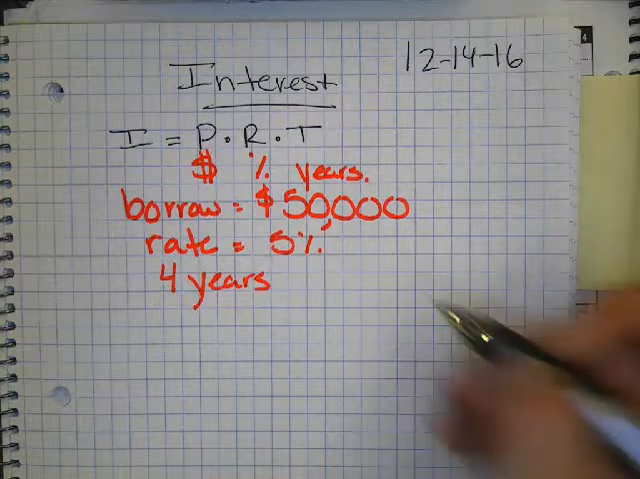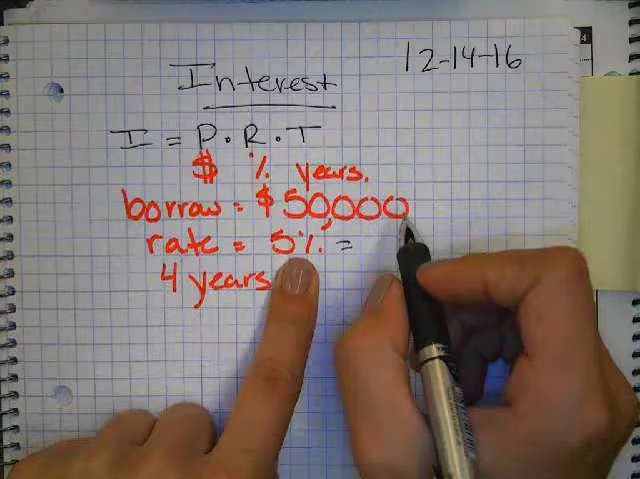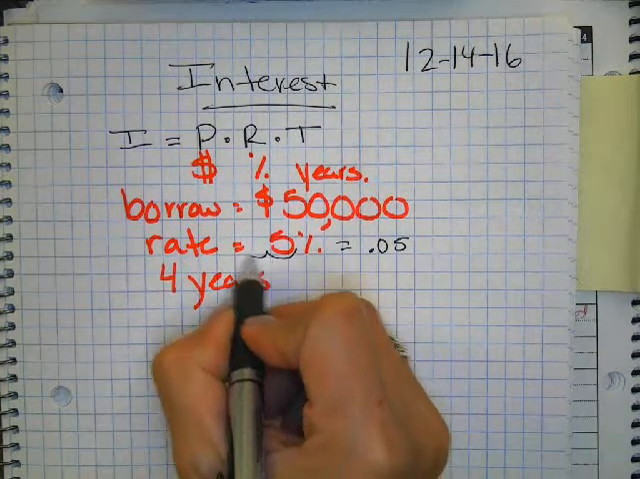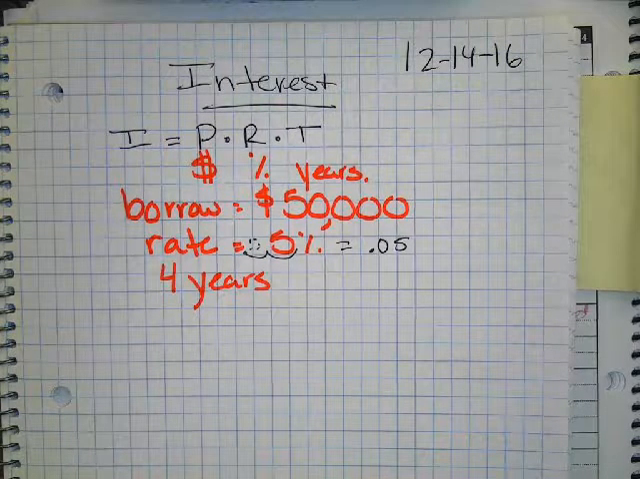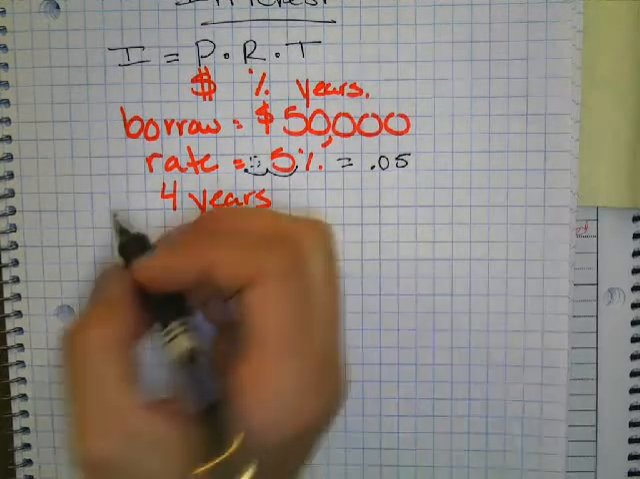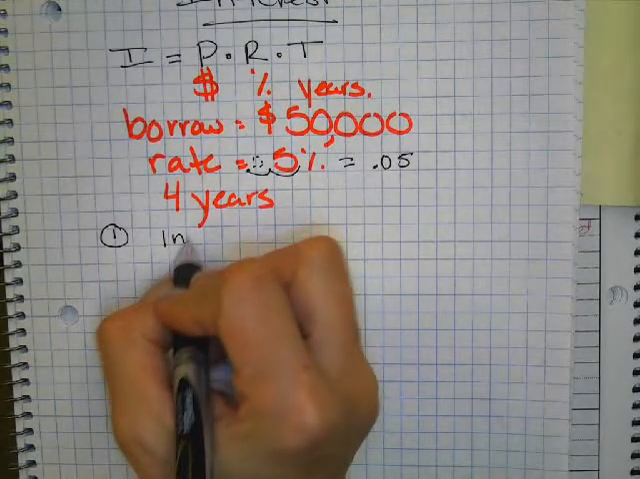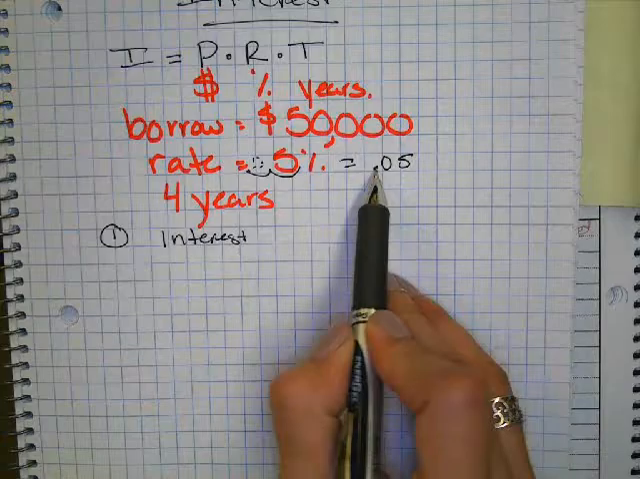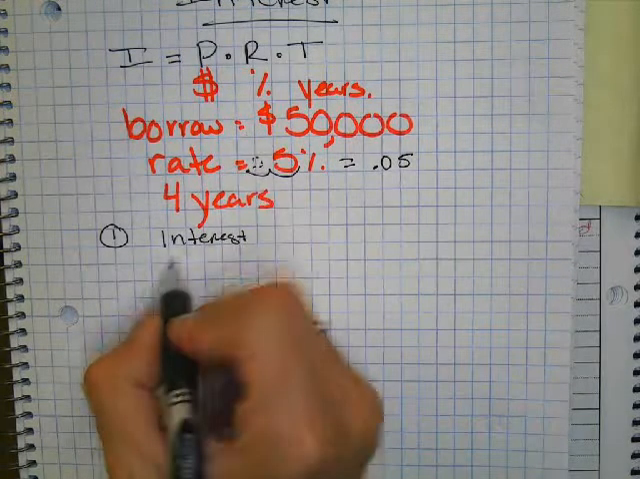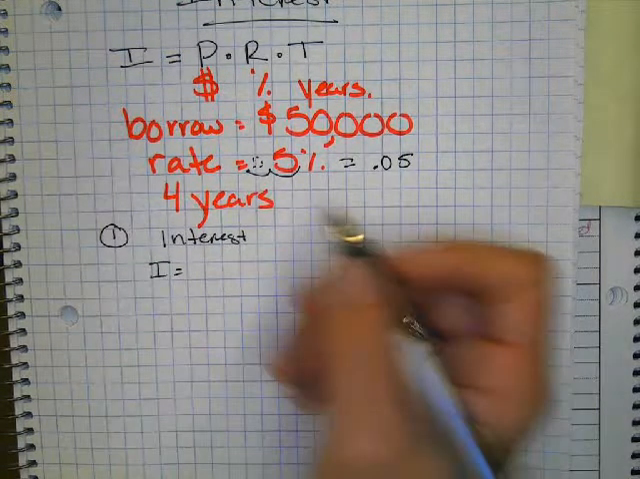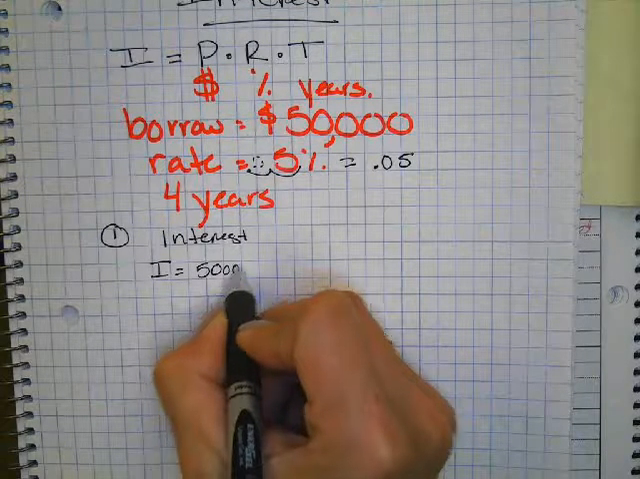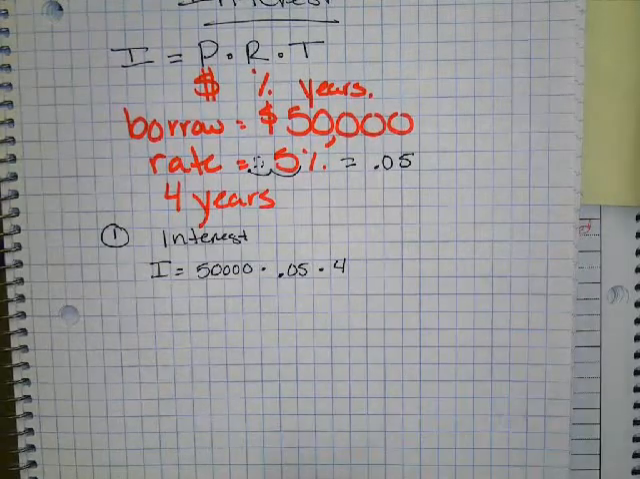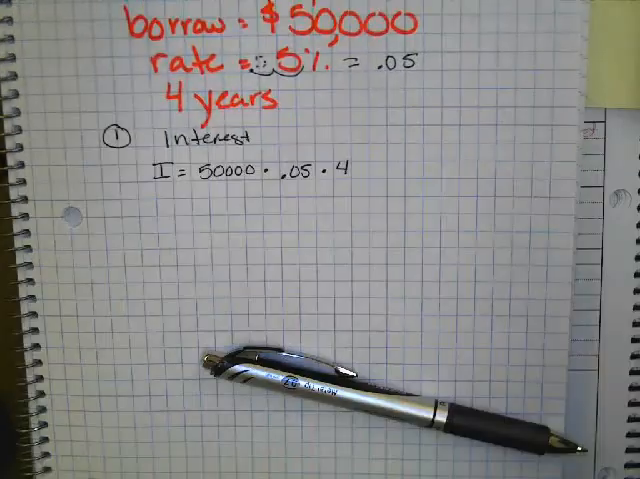So how do I write 5% as a decimal? Good. You move it twice, right? And then you add the 0. Good job. All right. So first step is to find your interest. So you multiply everything: 50,000 times 0.05 times 4. You're going to multiply 3 things in total.